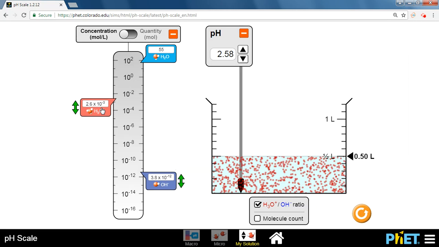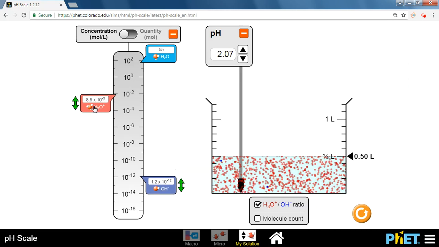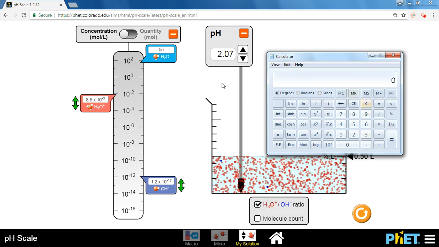So practice by taking any hydrogen ion concentration, calculating the pH, and you can check whether you've got the right answer by comparing it with this value over here. Then you can do the reverse, so you can use the pH. So if I clear this, and remember, if pH is equal to the negative log of the hydrogen ion concentration, then the hydrogen ion concentration is 10 raised to the power of the negative value of the pH. So I can just say negative 2.07 and raise it to the power of 10.